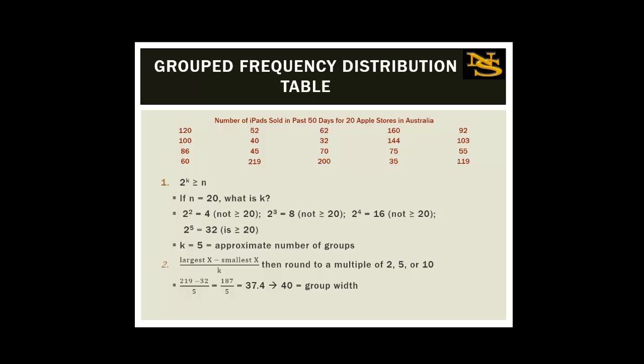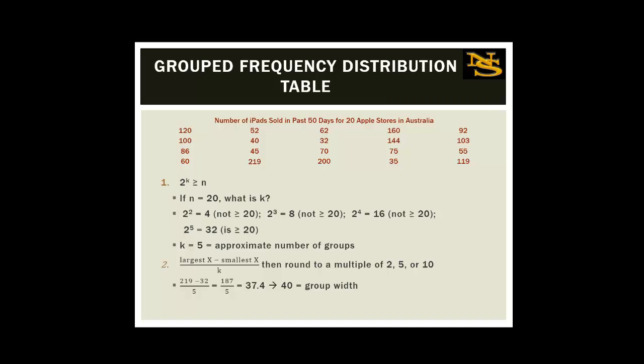So remember, I said that a grouped frequency distribution table is most appropriate when you have a really large range of values in your data set. If you look at this data up here, you'll see that that's the case. This data is looking at 20 Apple stores in Australia. So you'll find that there's 20 numbers here, and each number represents how many iPads were sold in the past 50 days for that particular store. So this first number, 120, means in the past 50 days, this particular store sold 120 iPads.